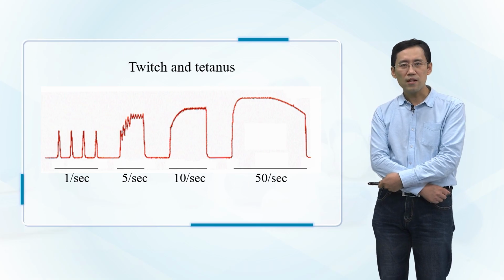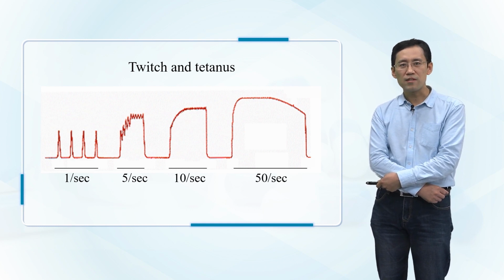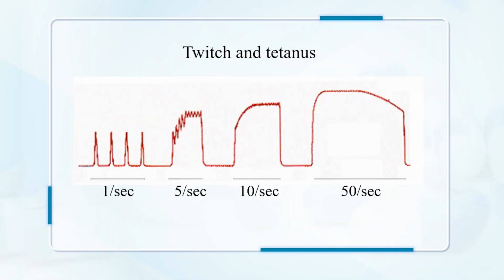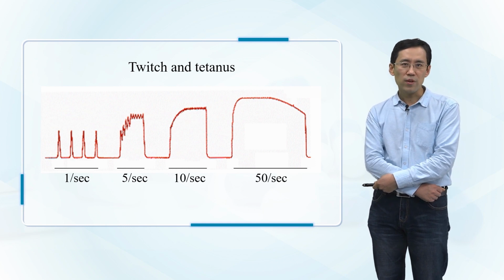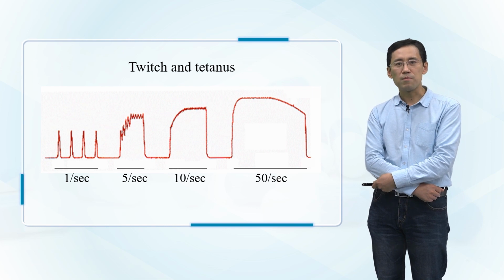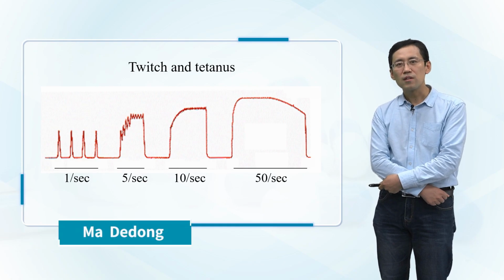If there's 1 per second, we get the left one, and 5 per second, we get the middle. The frequency increased continually to 50 per second. That means 50 hertz. We get totally complete tetanus. So the contraction switches from twitch, 1 stimulus per second, to tetanus, 50 stimuli per second. From twitch, to incomplete tetanus, and complete tetanic contraction. That's all for today.